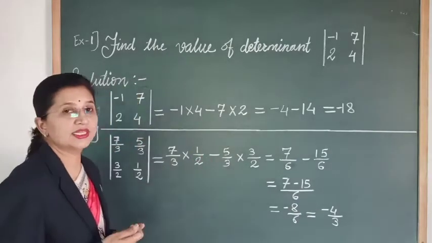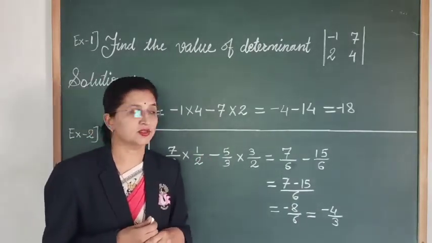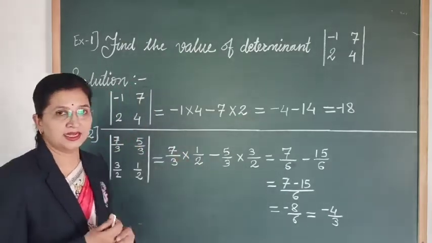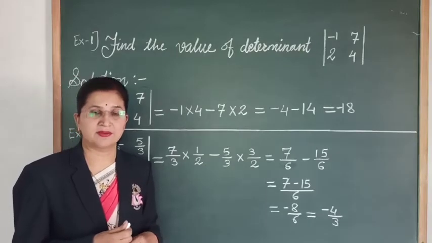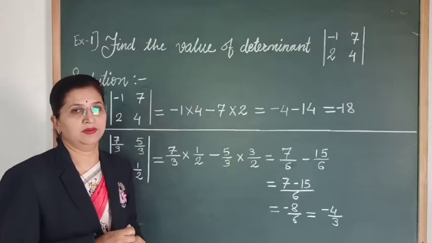Dear students, in this way we can find the value of the given determinant. It can be asked for 1 mark or 2 marks. I hope it's clear. Now we will solve some examples of simultaneous equations by Cramer's rule.